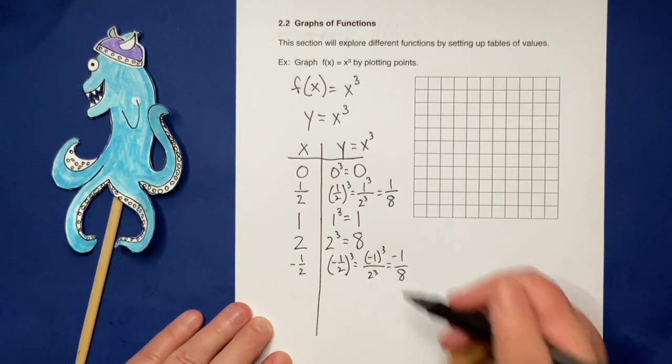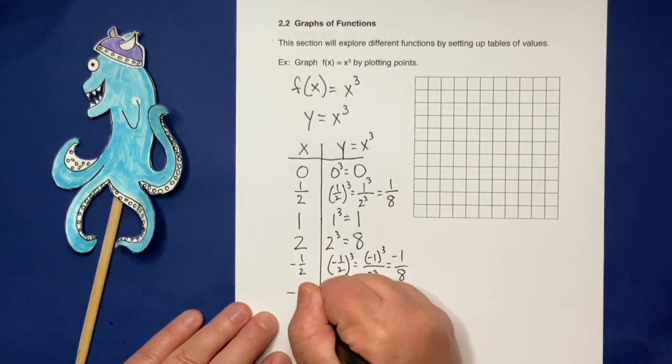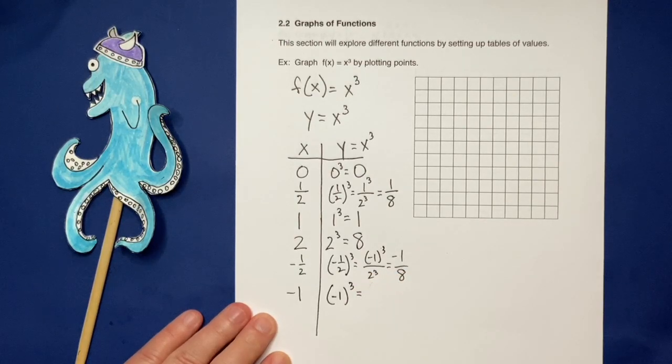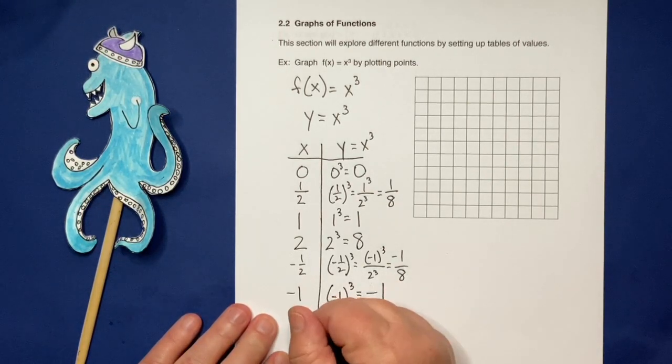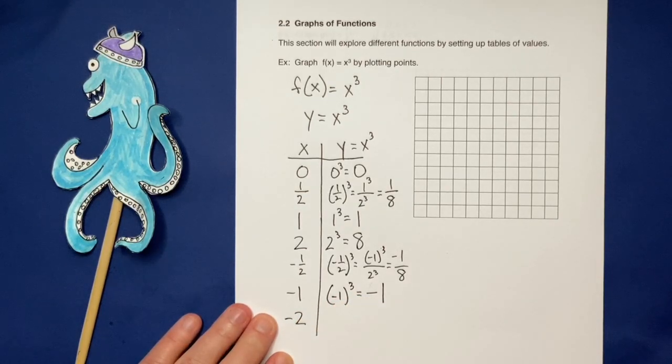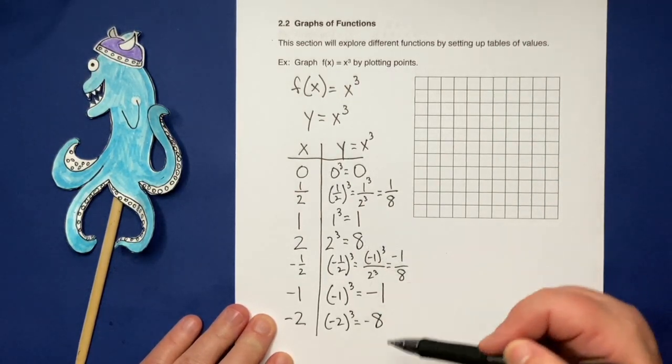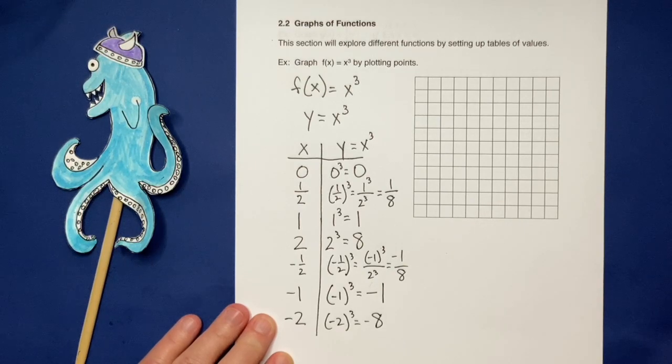So we get negative 1/8, and then negative 1. Again, negative 1, the quantity cubed. There are 3 negatives, 3 minuses, so that's going to be a negative 1. Okay, that is what I'm going to graph because I happen to know, for example, if I plug in negative 2, I am going to get negative 8, but I also know that I don't have enough space on this to fit both 8 and negative 8. So let's take a look.